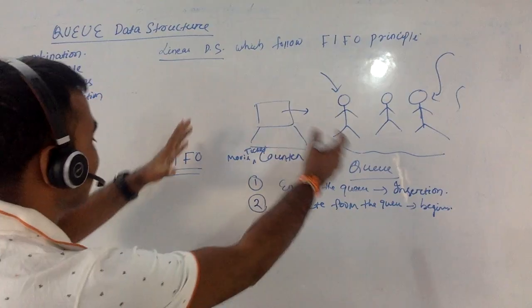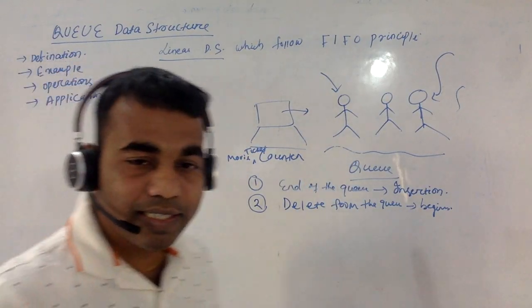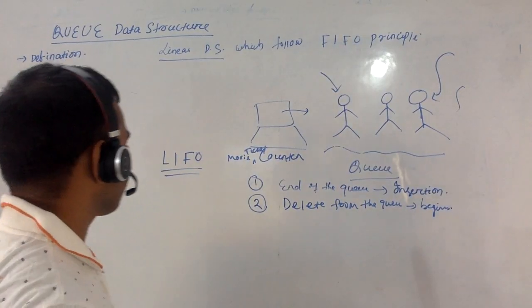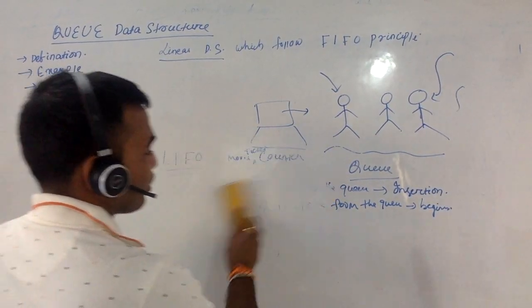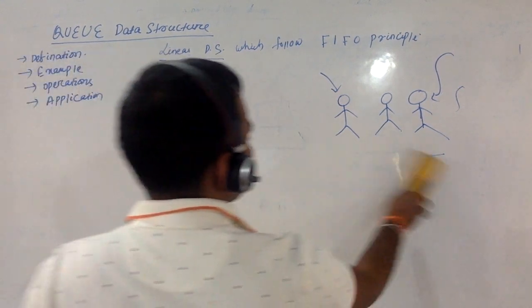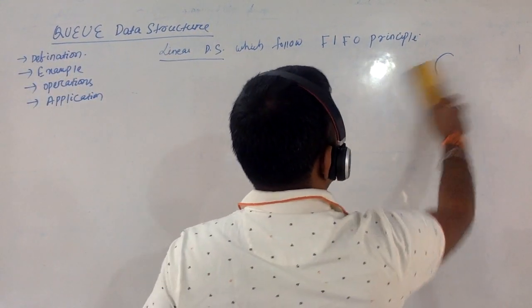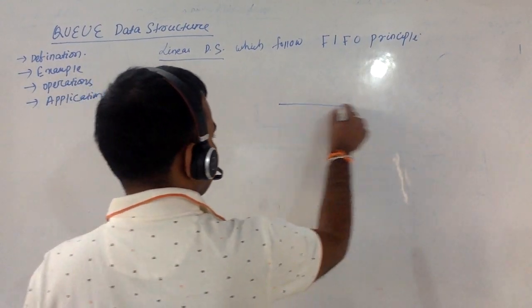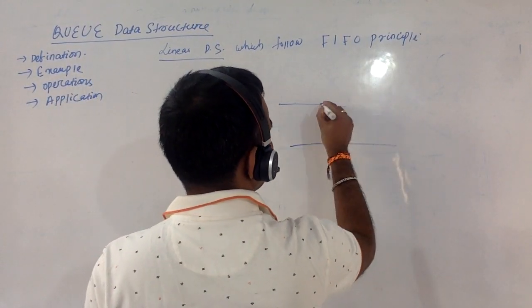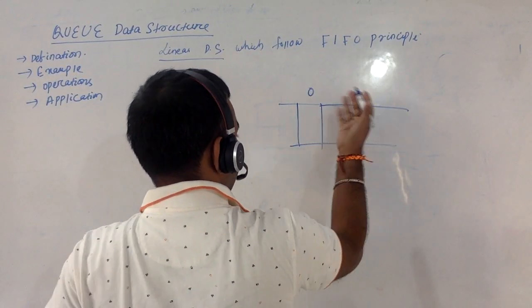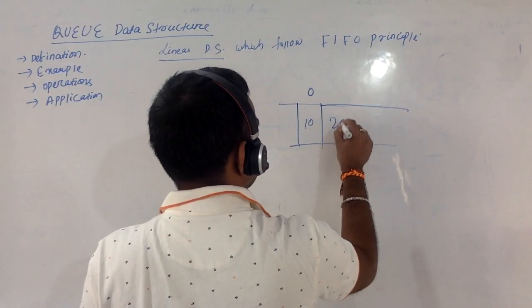So let's take an example with respect to an array and try to understand how it is going to work. Suppose I have an array of some integers. I'm just taking it for simplicity. Suppose this is my queue, and these elements are already inserted. That means the person has come. Suppose this is 10, 20, right?